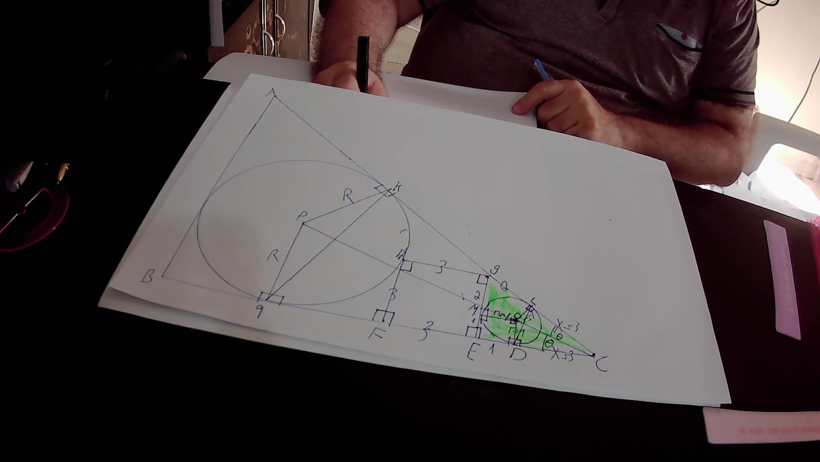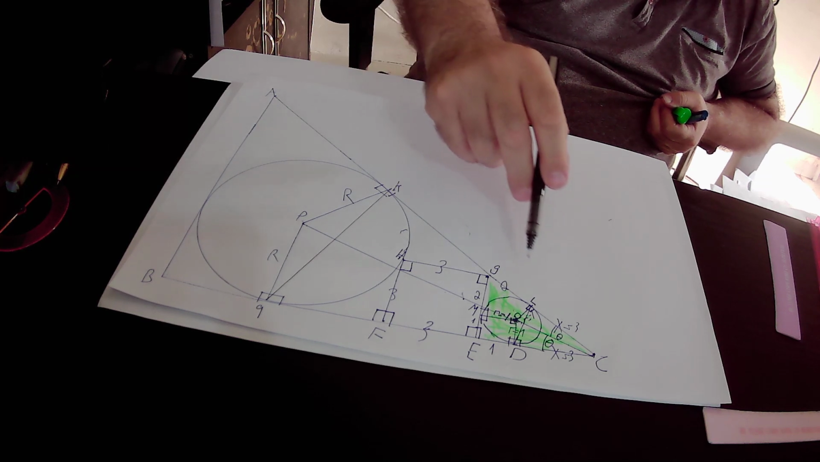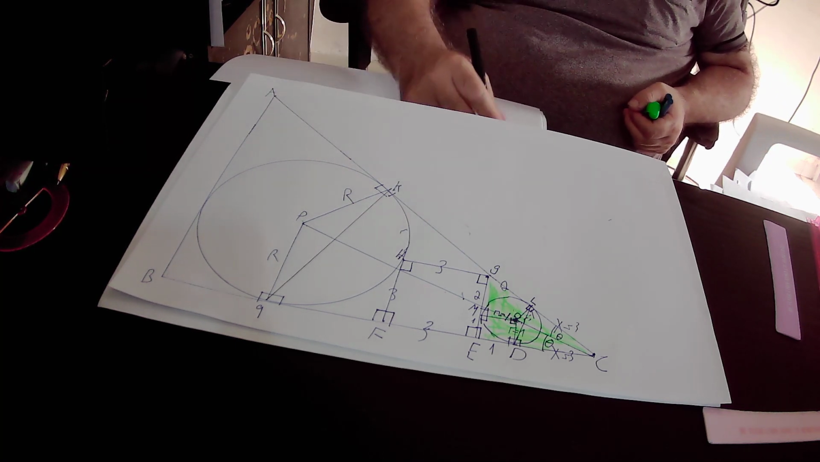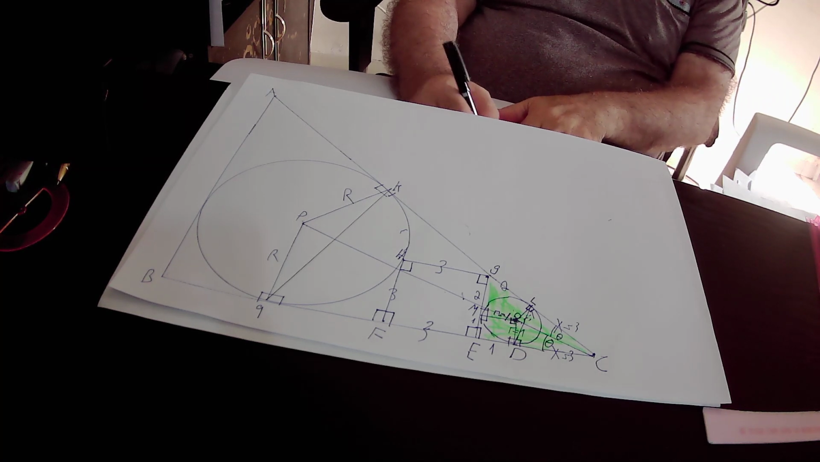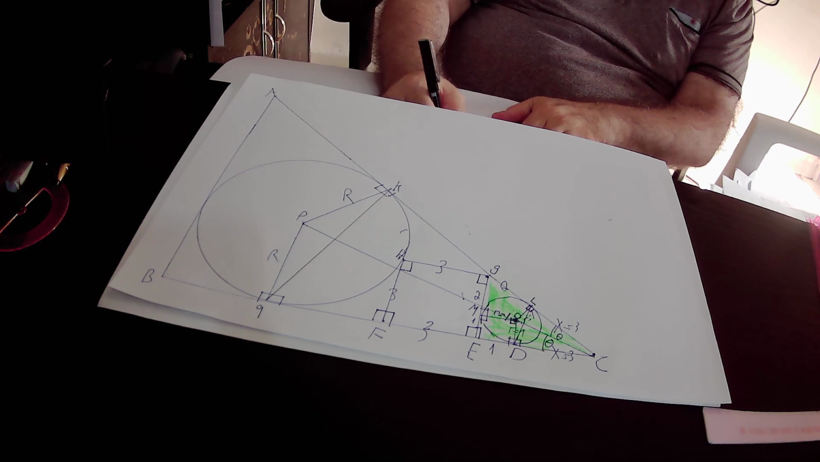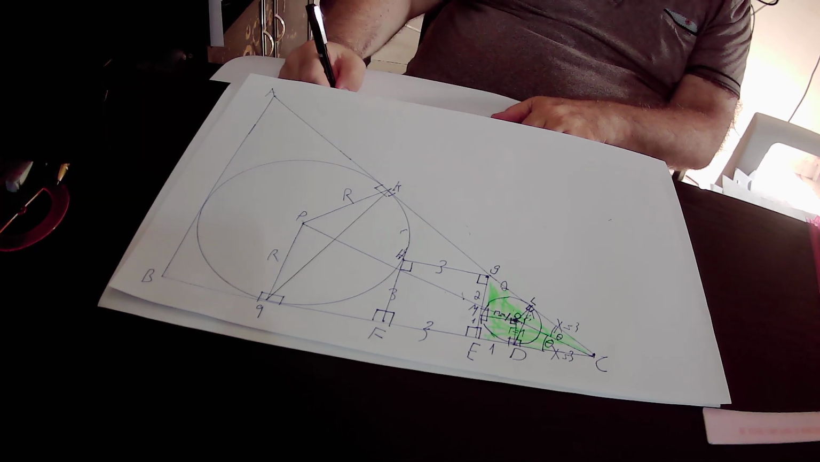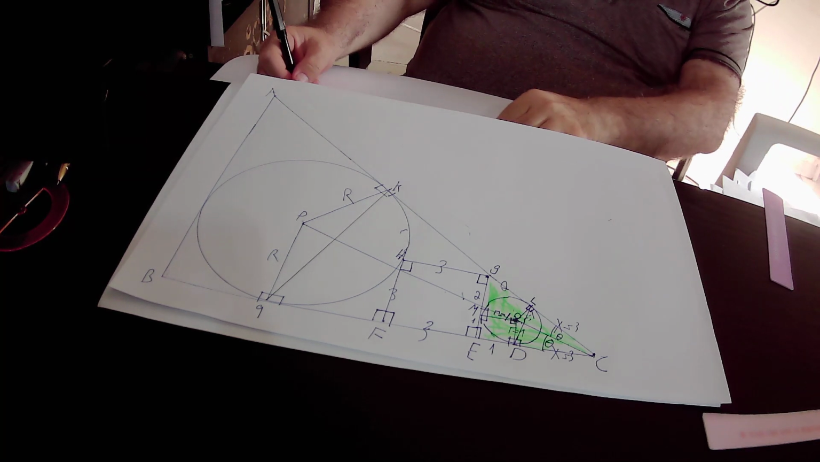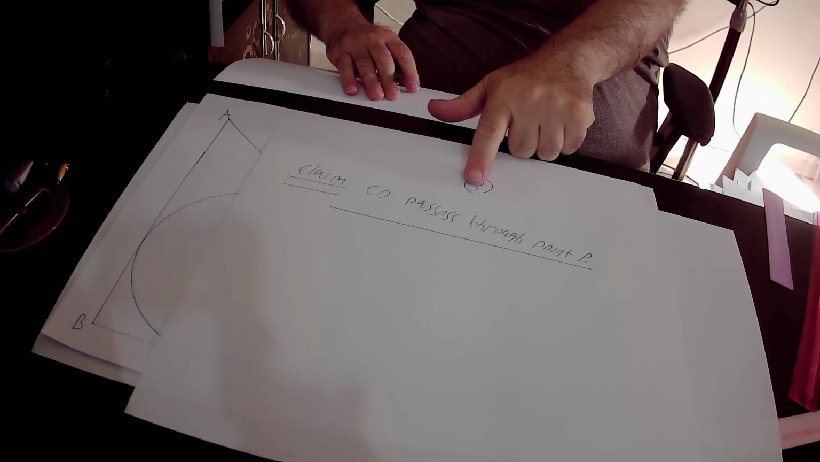In the next step, we'll prove that the angle bisector CO passes through point P. Repeat again, we prove that the angle bisector CO passes through point P. So our claim is that CO, that is the angle bisector of angle C, passes through this point P.